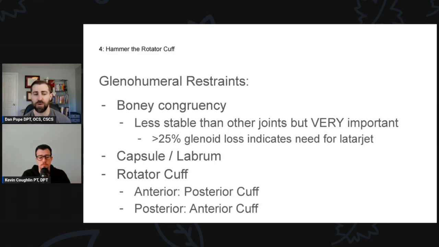We usually think posterior cuff, posterior cuff, posterior cuff. Well, if you have a posterior instability, then basically your anterior cuff is going to reduce that posterior translation. So in theory, the anterior cuff is going to be a little bit more important. So for a guy like me who has posterior instability, I'm constantly working on my anterior cuff a lot. I'm getting my subscap as strong as possible.